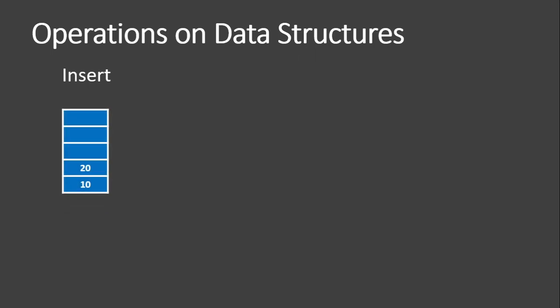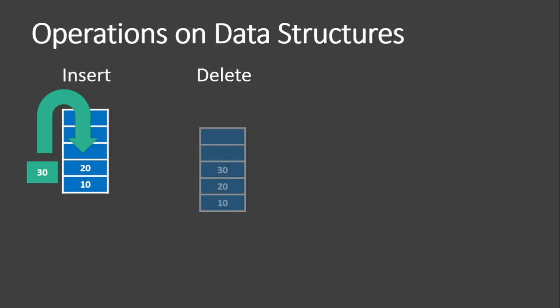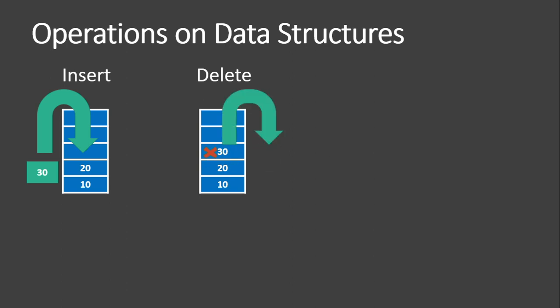Consider we have a list of elements where we have 10 and 20 in a vertical data structure, and if I'd like to insert a new number into it, I'll be able to do that using the insert operation. Similarly, I'll be able to delete any number from this vertical data structure. Consider we have this data structure, and if I'd like to delete the recently inserted 30, I'll be able to do the same using the delete operation.